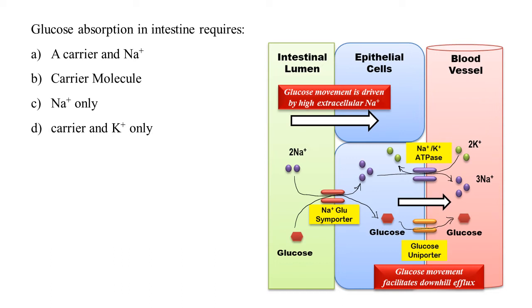From here, the buildup of sodium needs to be released, and that's where the sodium is released into the blood vessels by using the sodium potassium ATPase, which uses ATP energy, and the concentration gradient is still maintained, while glucose uses a uniporter molecule to get released into the blood vessels, from where it is directed to the liver. So hence in the present case the glucose absorption requires a carrier and sodium, where the carrier is the sodium glucose symporter.